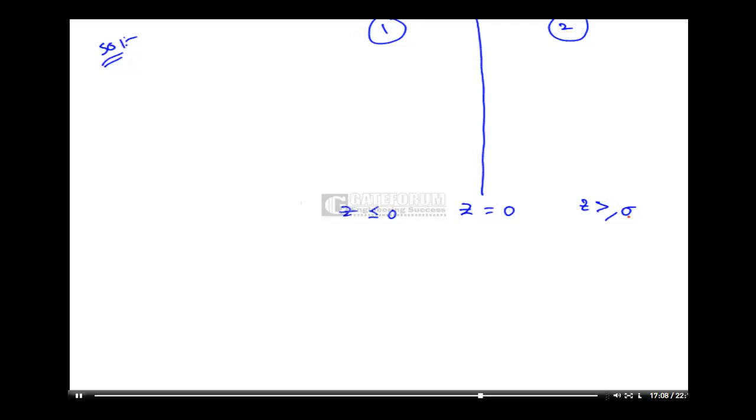Here z greater than 0, so consider this as medium 1 and this as medium 2. Here it is given for z greater than or equal to 0, epsilon r1 is equal to 4, and for z less than 0, epsilon r2 is equal to 3. A uniform electric field E1 exists in medium 1 for z greater than or equal to 0. Find E2 for z less than 0. So we have to calculate what is E2.